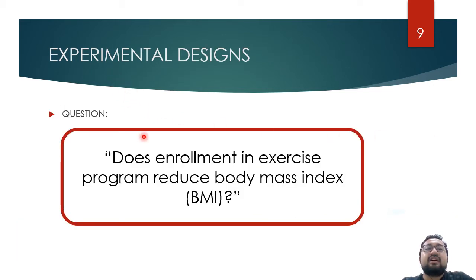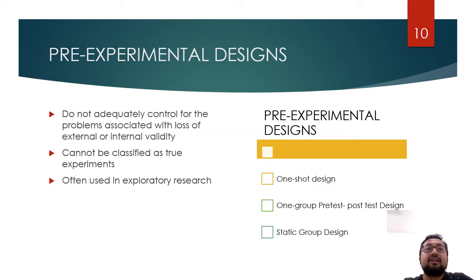Okay, experimental designs sebagai contoh kita nak lihat macam saya cakap, does enrollment in exercise program reduce body mass index? Macam contoh yang saya bagi tadi lah. Okay, kita come up with a question, problem statement. Okay, so ada tadi 3 type of design, pre-experimental, quasi-experimental, and true experimental. So in pre-experimental designs, it does not adequately control for the problems associated with loss of external or internal validity. Okay, cannot be classified as true experiments, often used in exploratory research.